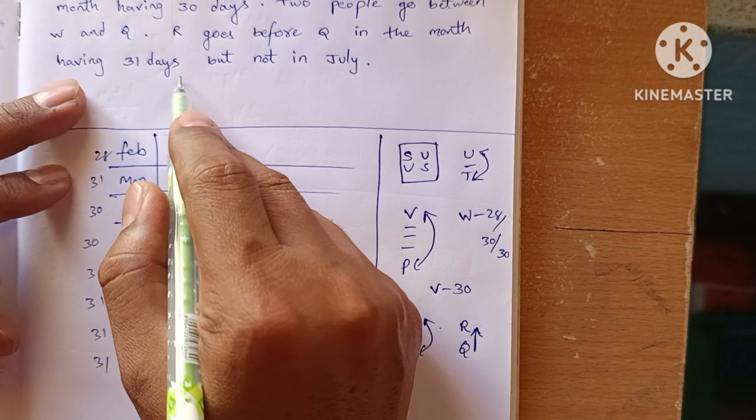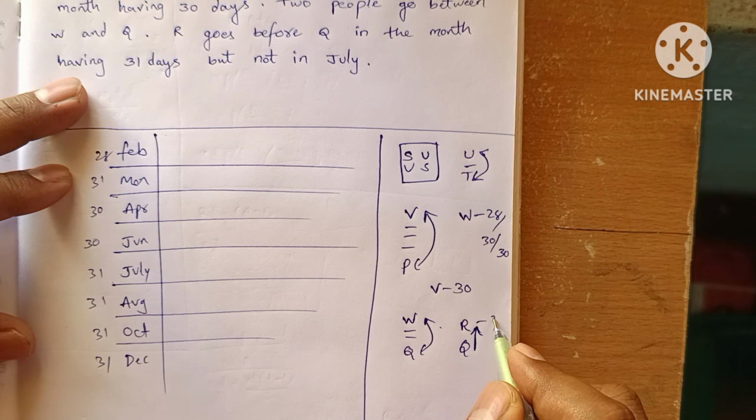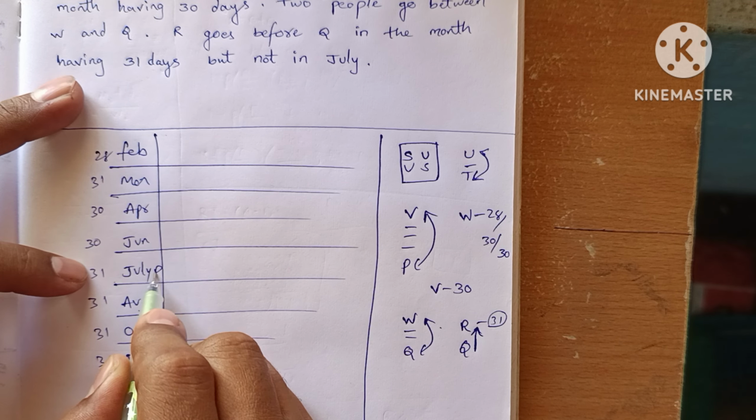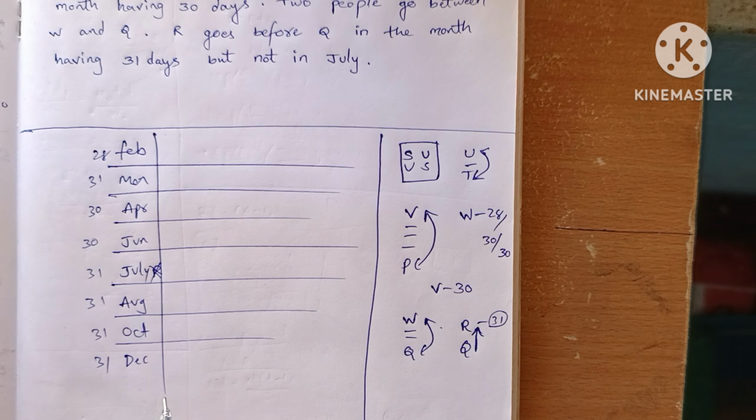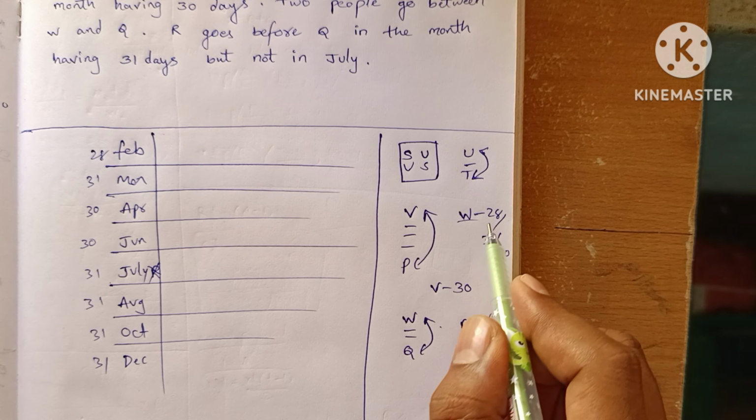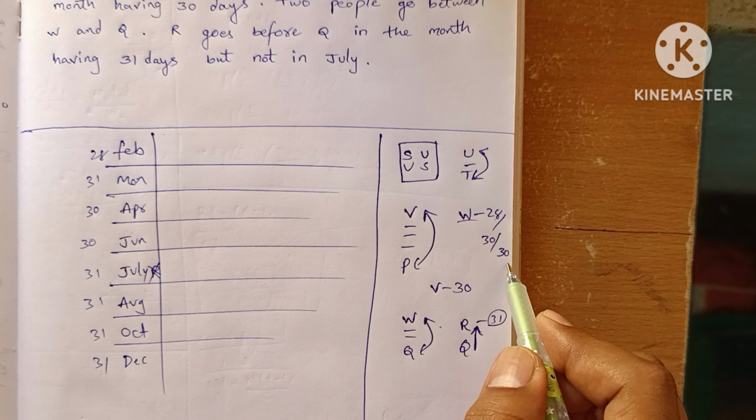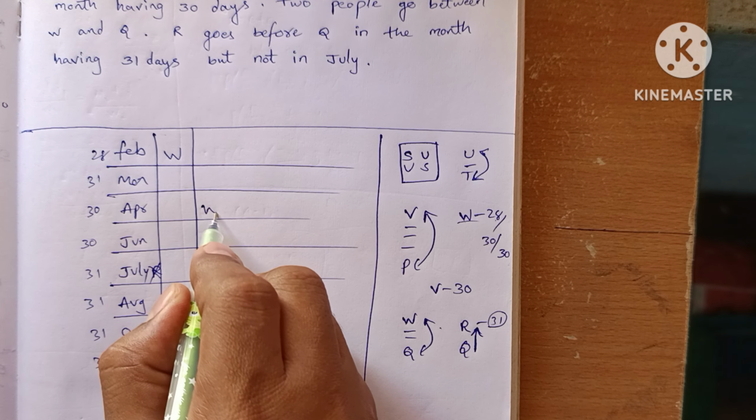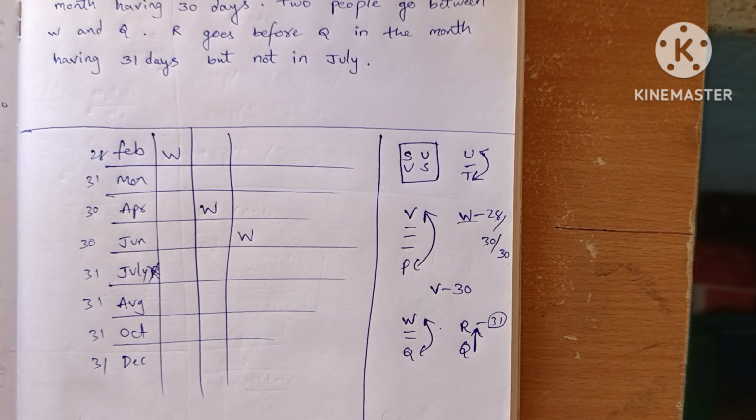In the month having 31 days, R goes in the month having 31 days, but not in July. So in July R doesn't go. Okay, let's start with W. W will be either 28, 30 or 30. So W's place will be here, here or here.